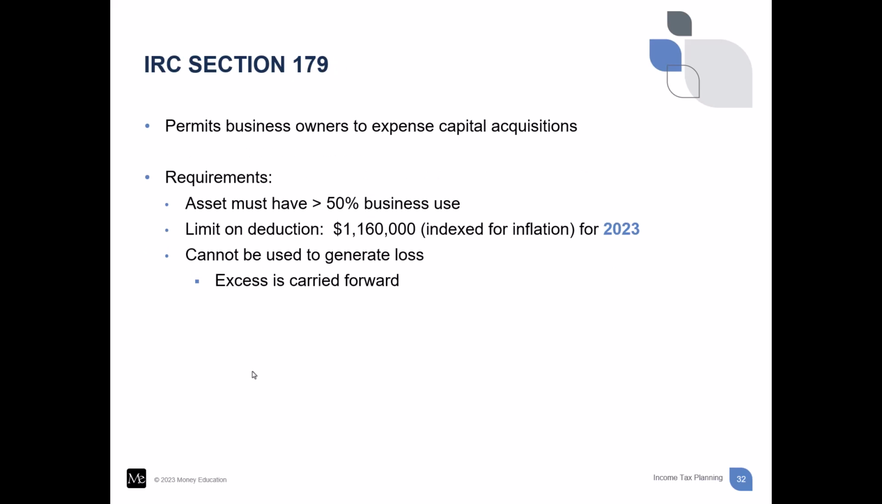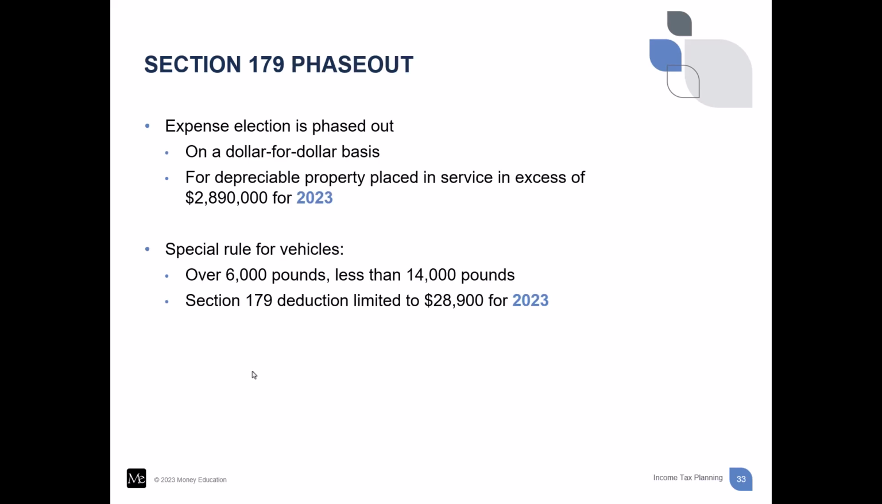So one of the great things about depreciation is Section 179. It allows the business owner to expense capital acquisitions. The asset must have greater than 50% business use, and the limitation is 1,160,000, indexed for inflation for 2023. You cannot take 179 to generate a loss. So if I take 179 and I create a loss, then the excess would be carried forward to the future years.